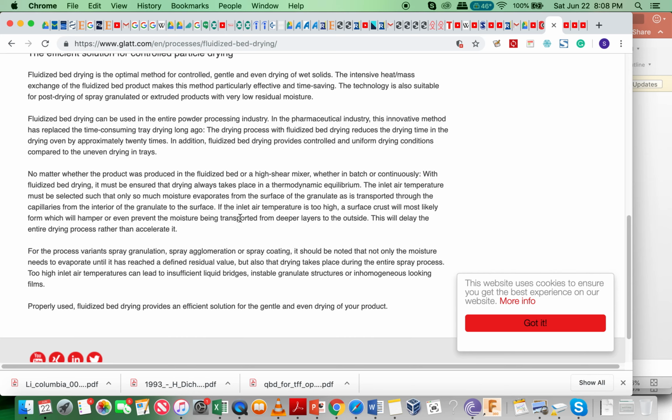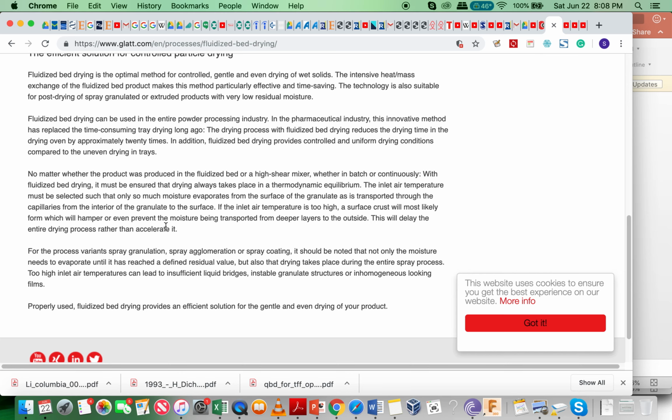If the inlet air temperature is too high, a surface crust will most likely form, which will hamper or even prevent the moisture being transported from deeper layers to the outside. This will delay the entire drying process rather than accelerate it.